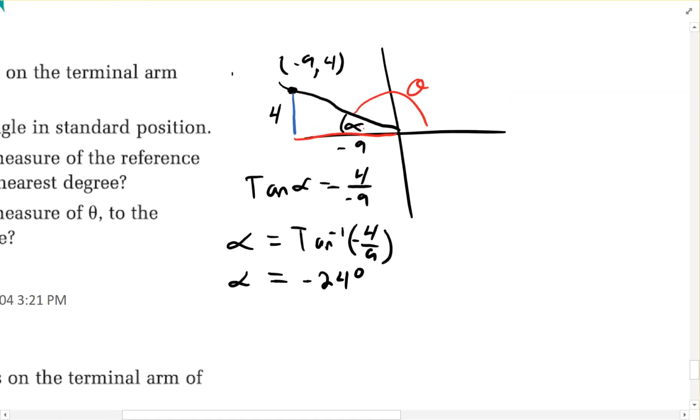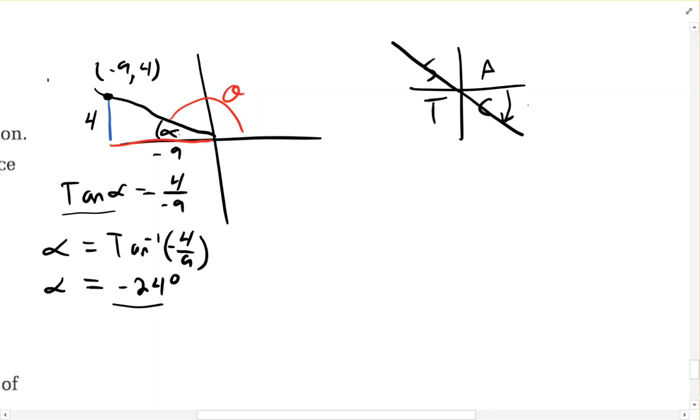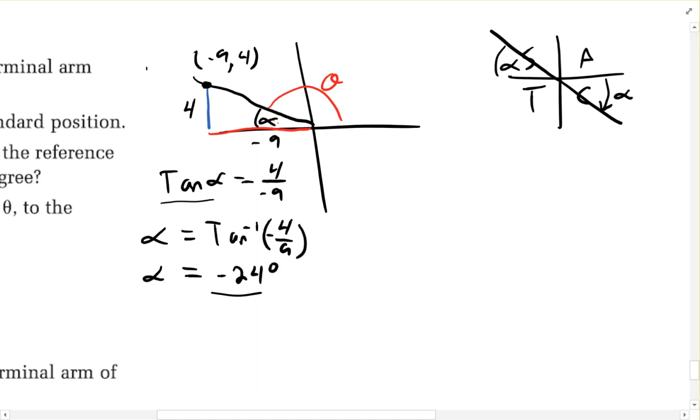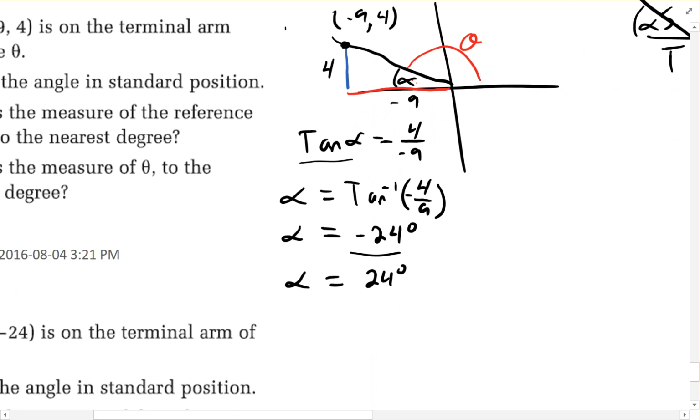So when you do that, you get -24 degrees. Now what does that mean, -24 degrees? If you don't panic, just think about it for a sec. If you look at your CAST rule, where is tan negative? Because tan theta is equal to -4 over 9, you're going to have two situations. One's going to be down there, one's going to be up there. The negative that you just found in your calculator was this angle. That was the reference angle. But that's okay, because that's the same as this. That's also the reference angle there. So just drop the negative symbol, and we know that alpha, your reference angle, is going to be 24 degrees.